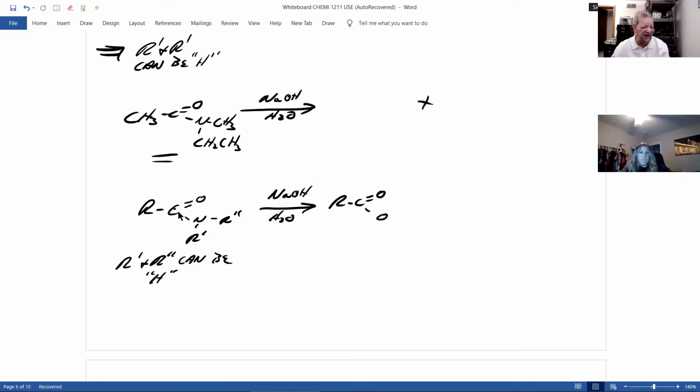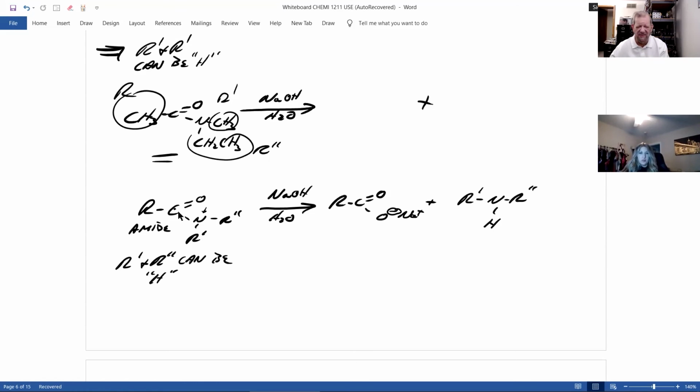You get not the carboxylic acid you would have used to make this amide, but the carboxylate anion of that carboxylic acid. And you also get, don't forget about the nitrogen, the amine you would have used to make that amide. And this is R, and one of these, doesn't matter which, I can call R prime, the other R double prime. Therefore, carbonyl, you'll get R, in this case, is methyl. And you'll get this carboxylate anion.